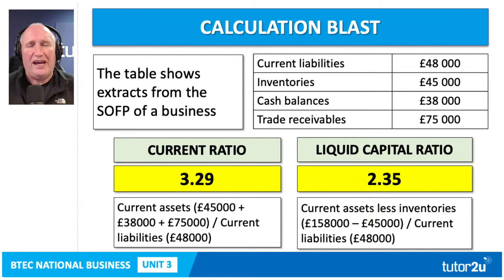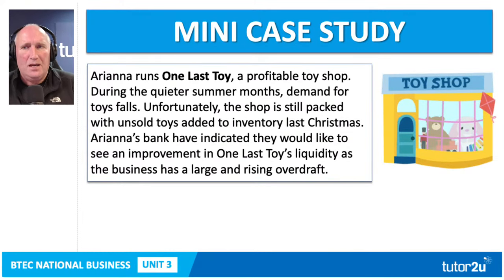And with that in mind, should we just finish with a short case study? Let's take a look at a mini situation. And I'm going to ask for your thoughts on a couple of things a business could do when it comes to managing its liquidity. Here's our mini case study. Ariana runs a toy shop, a profitable toy shop called One Last Toy. Now, during the quieter summer months, demand for toys falls. But unfortunately, the shop is still packed with unsold toys that she added to inventory last Christmas. So Ariana's bank have indicated they'd like to see an improvement in One Last Toy's liquidity because the business has a large and rising overdraft.